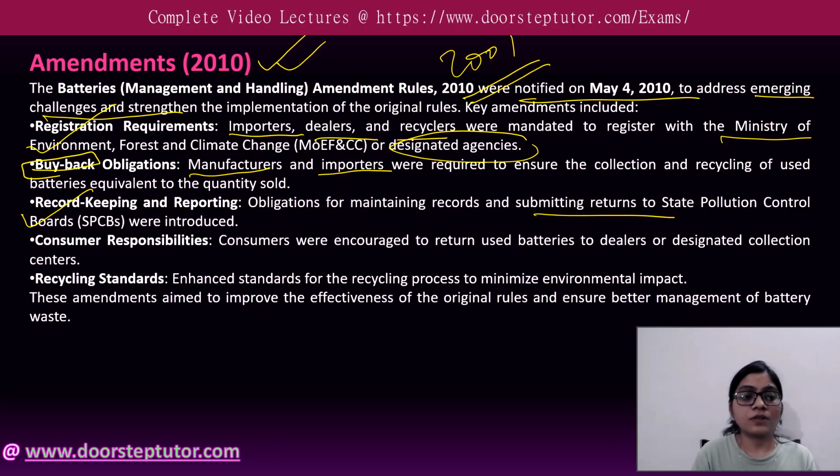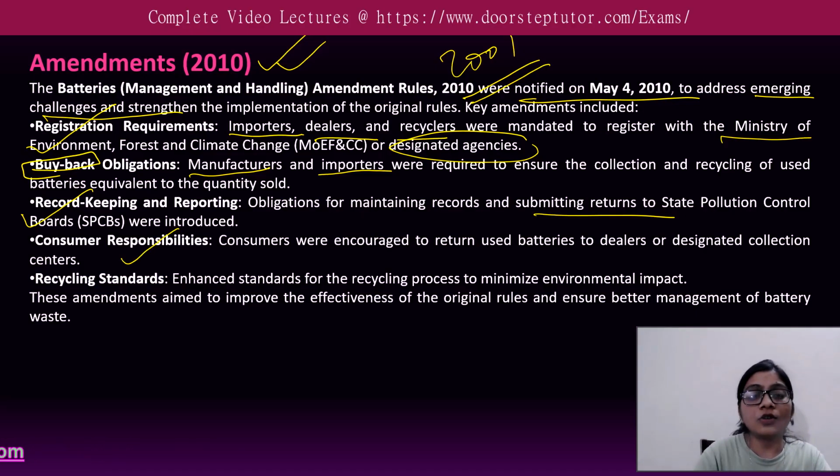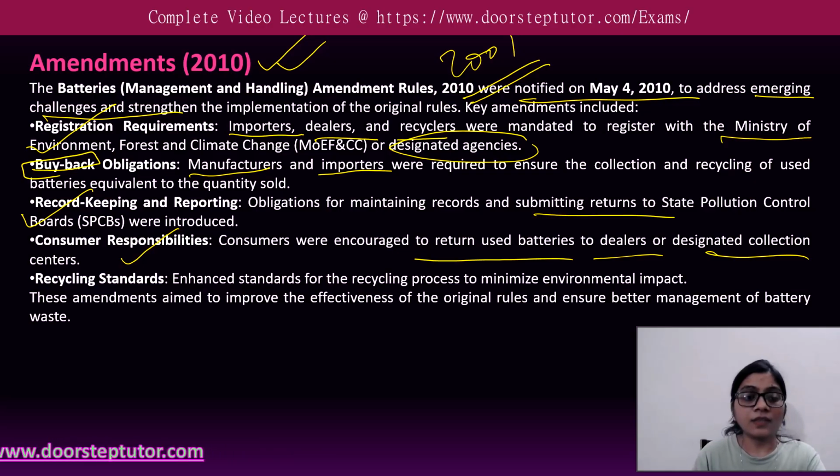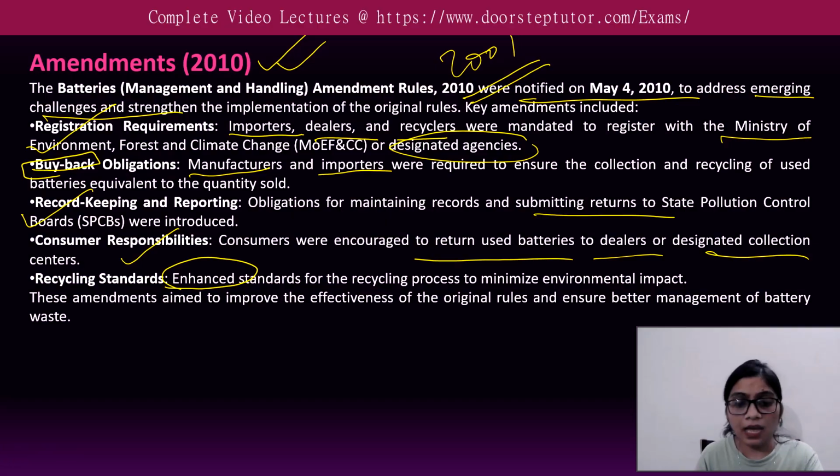And then there was also a mention of consumer responsibility. Here the consumers were also encouraged to return the batteries to the dealers, or there was also a designated collection center, so you, as a customer, can return this waste. Okay, and then the recycling standards were also enhanced so as to minimize the environmental impact of this battery waste. So overall, in a nutshell, this was done to improve the effectiveness of the 2001 rules. Okay, now let's move to the next slide.